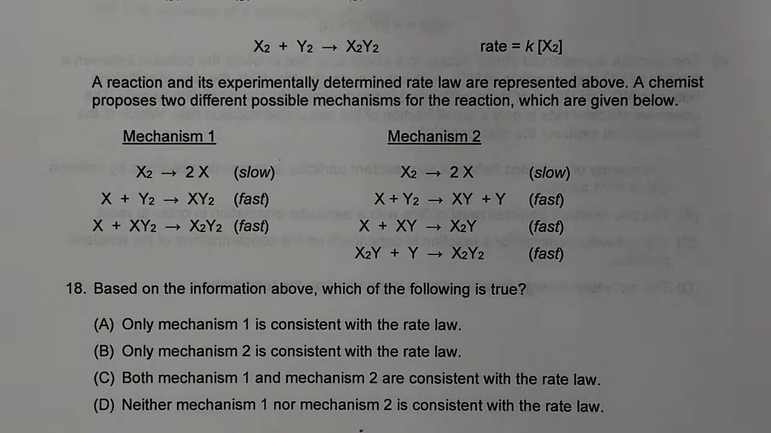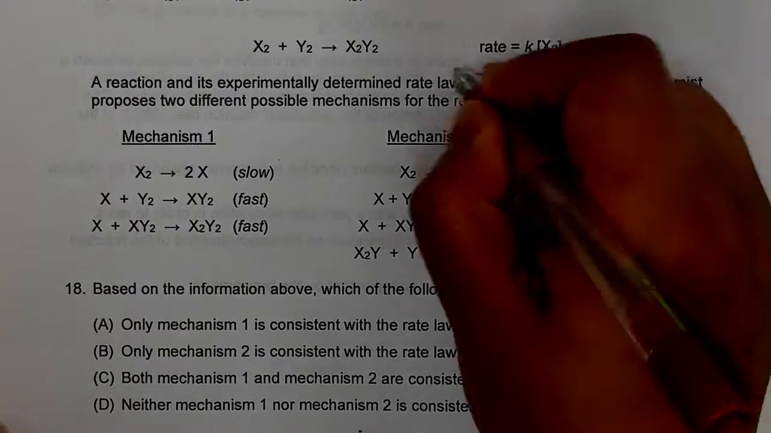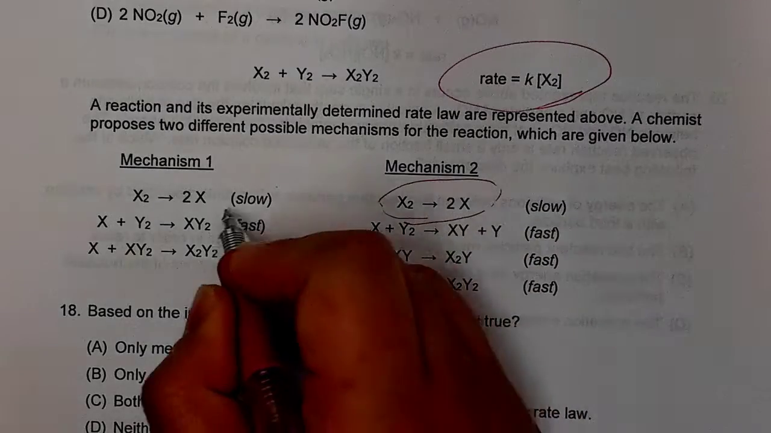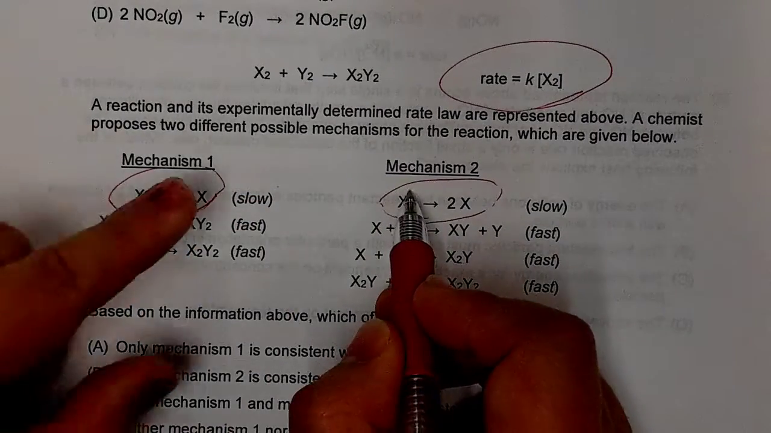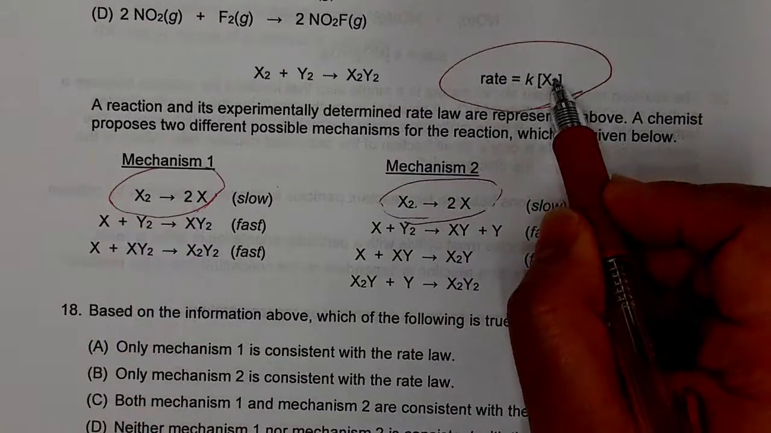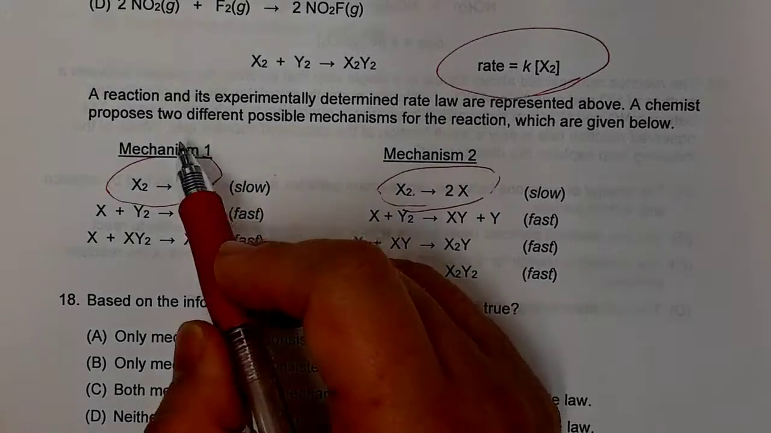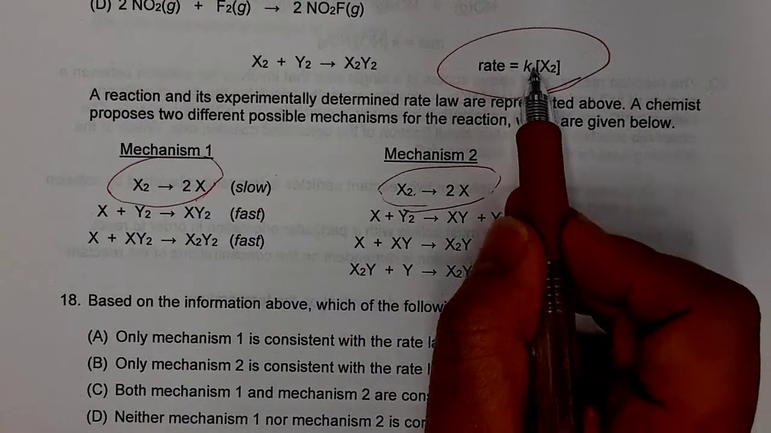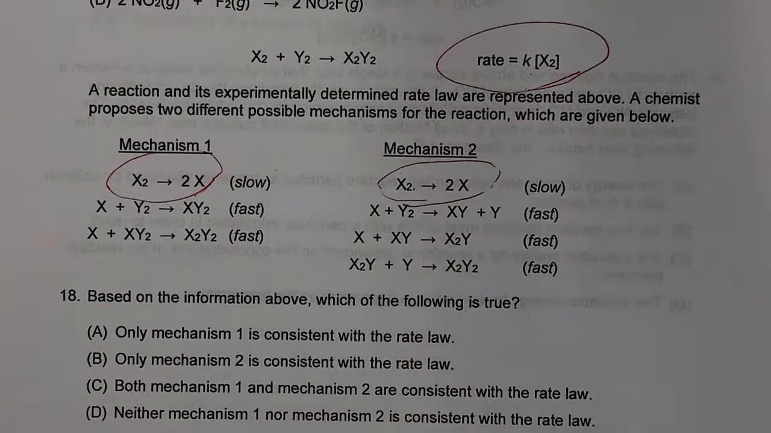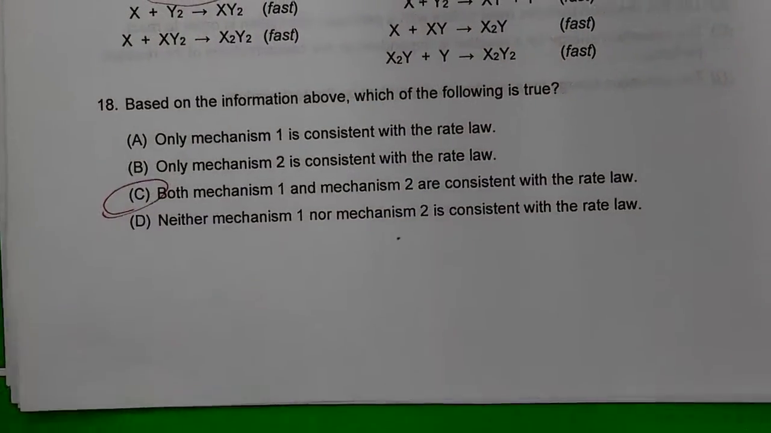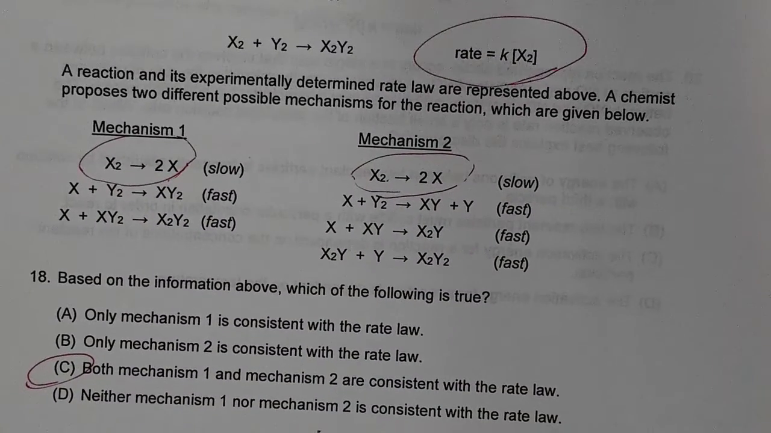Okay, 18. Could be long, but could be short too. Let's take a look. Reaction mechanisms and the rate law. We have a rate law here. Reaction mechanism: take a look at the slow one. Slow, slow. Do these two match this? Yes, because remember, that tells you it's first order. This tells you it's first order. This is a first order rate law. It matched. See that? Both mechanisms, 1 and 2, are consistent with the rate law. I don't need to check for the rest. I'm just checking that one. Got it?